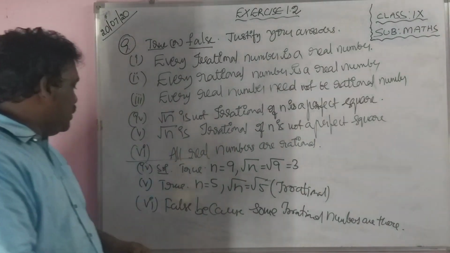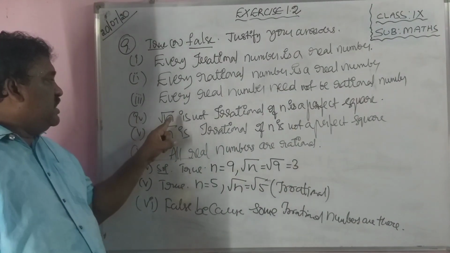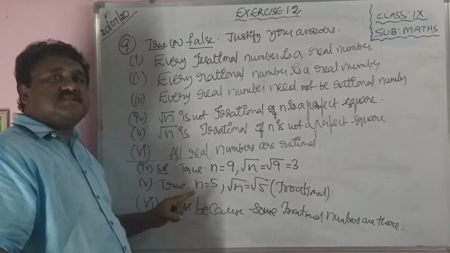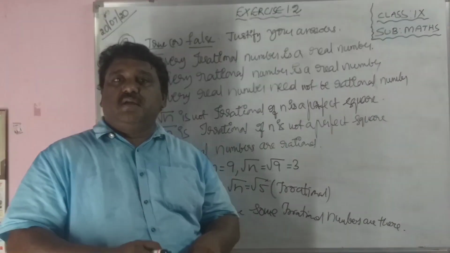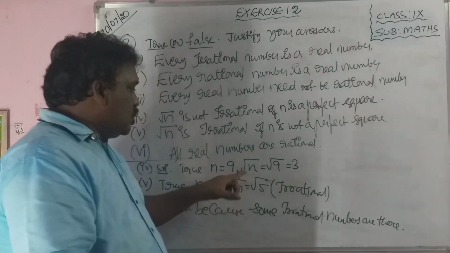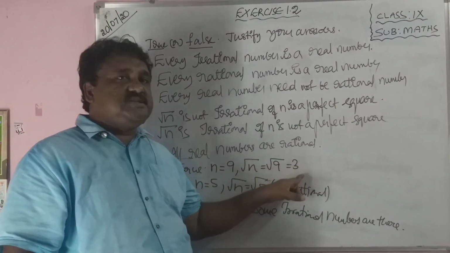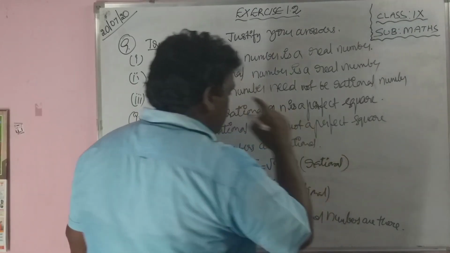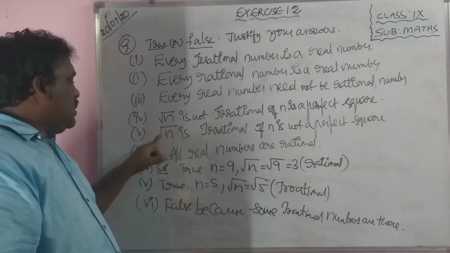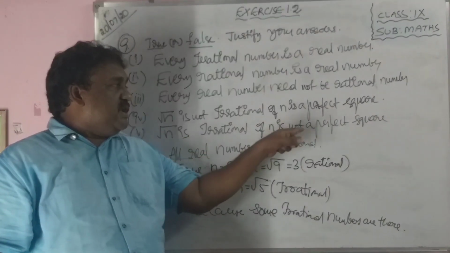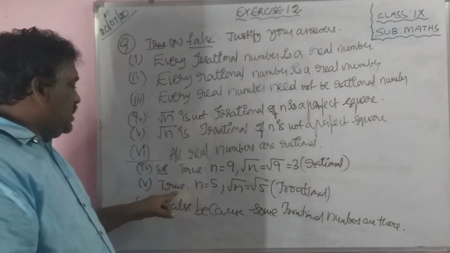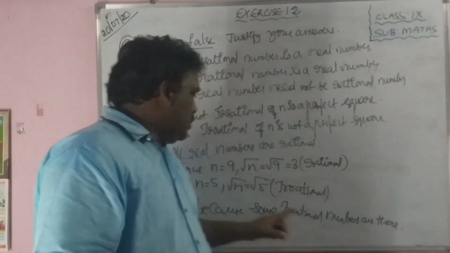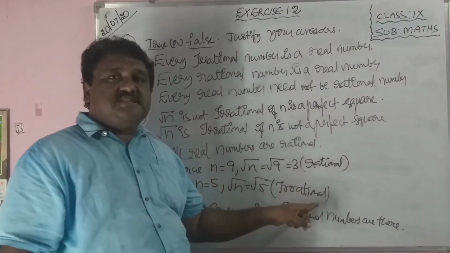So see the fourth one. Fourth one is what? Root n is not irrational if n is a perfect square. True. Let us take one example. N value 9. 9 is a perfect square. Root n, root 9. How much? 3. 3 is what? Rational number. Fifth one. Root n is irrational if n is not a perfect square. True. Let us take one example. N equal to 5. 5 is not a perfect square. Root n, root 5, irrational number.